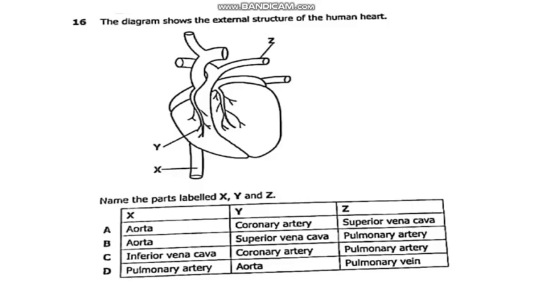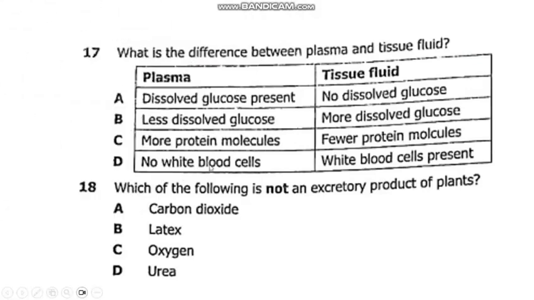So the part labeled X, this part right here, is called the inferior vena cava, and the part labeled Y is the coronary artery, and the part labeled Z is the pulmonary artery. So the correct answer is C. So X is the inferior vena cava, Y is the coronary artery, Z is the pulmonary artery. So we now move on to our question 17.